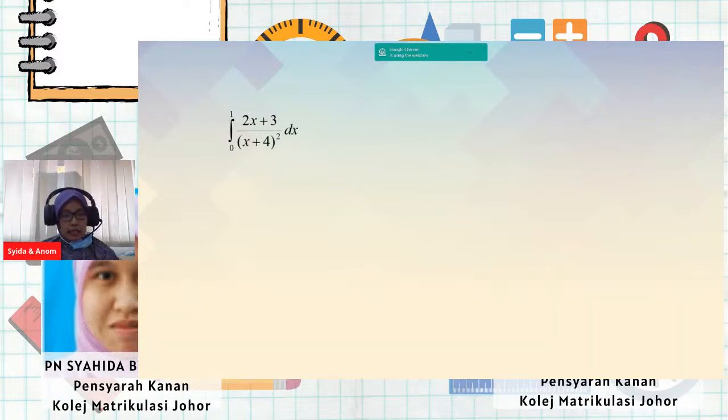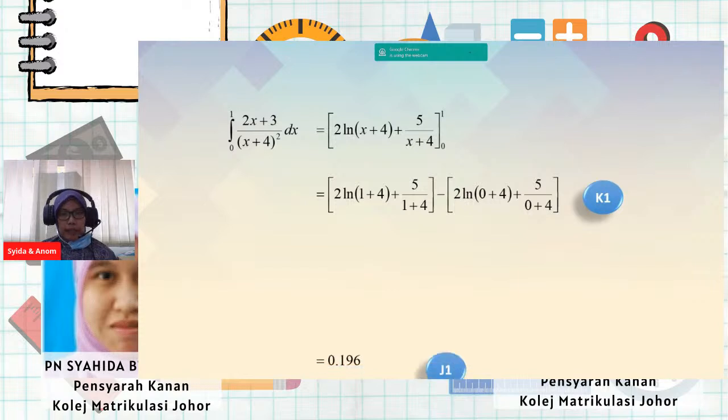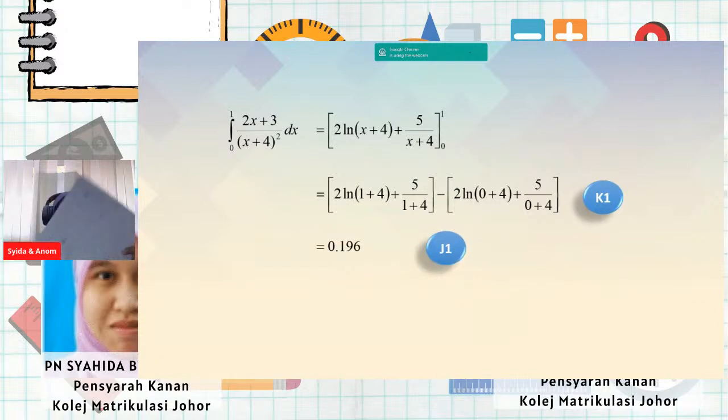Then substitute the upper limit minus the lower limit. Upper limit minus lower limit. Then the final answer is 0.196.